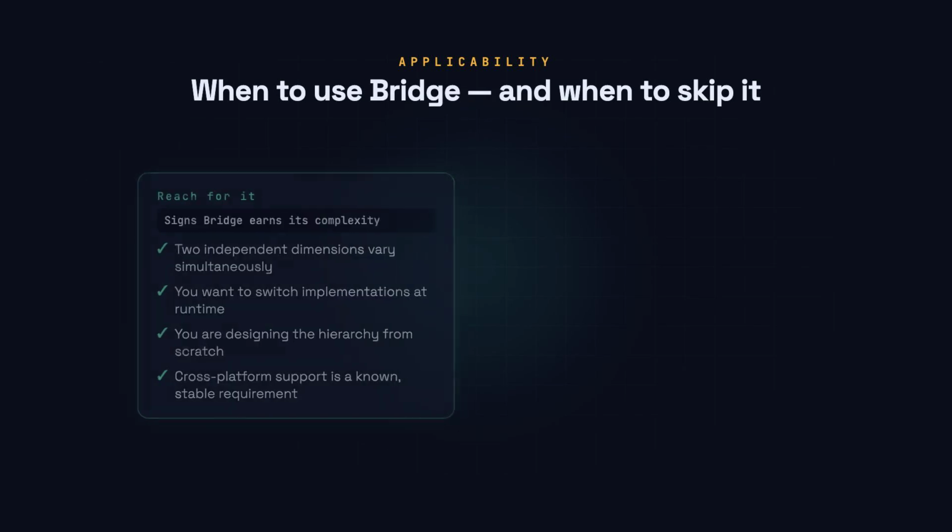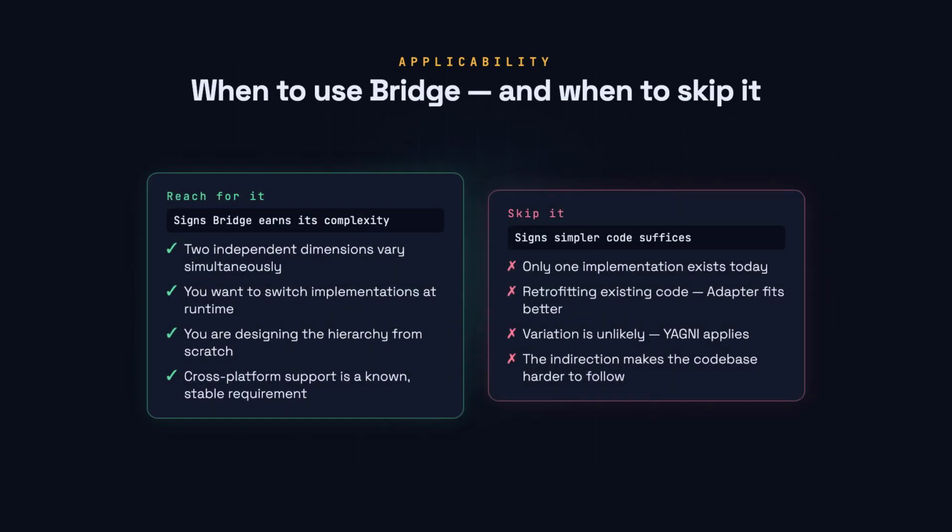Reach for Bridge when you genuinely have 2 axes of variation that need to grow independently. Cross-platform rendering, multi-database storage or multi-channel notifications are classic examples. It is also the right choice when you want to be able to swap the implementation at runtime rather than at compile time. Skip it when only one implementation exists today, because the extra interfaces and classes pay no dividend yet. And do not confuse it with Adapter. Adapter retrofits 2 incompatible interfaces that already exist, while Bridge is a deliberate, upfront architectural decision you make before the classes are written.